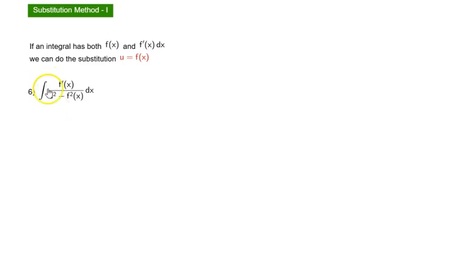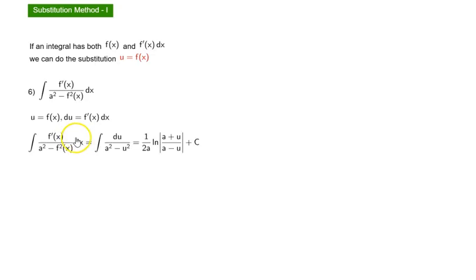Let us look at the sixth one. Integral of f prime of x dx divided by a square minus f square of x. So again, u is equal to f of x, so du is equal to f prime of x dx. Now carrying out the substitutions, we end up with integral of du by a square minus u square, which we know is equal to 1 by 2a natural log of absolute value of a plus u by a minus u plus c. So finally we get 1 by 2a natural log of absolute value of a plus f of x by a minus f of x plus c.